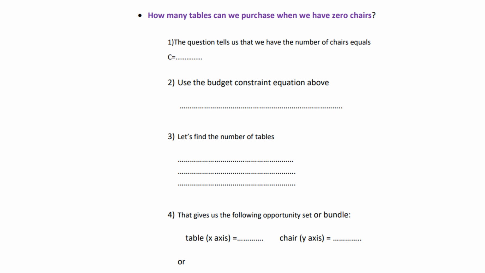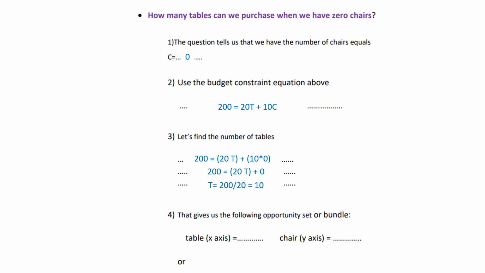To determine the next opportunity set, we will answer the following question. How many tables can we purchase when we have zero chairs? And that very question will determine that C equals 0. We'll go ahead and use the budget constraint equation, 200 equal 20T plus 10C. We will plug in the value of C equals 0 in that equation, and then we'll solve for T. And that gives us the formula, which is T equal to 200 divided by 20 equal 10.